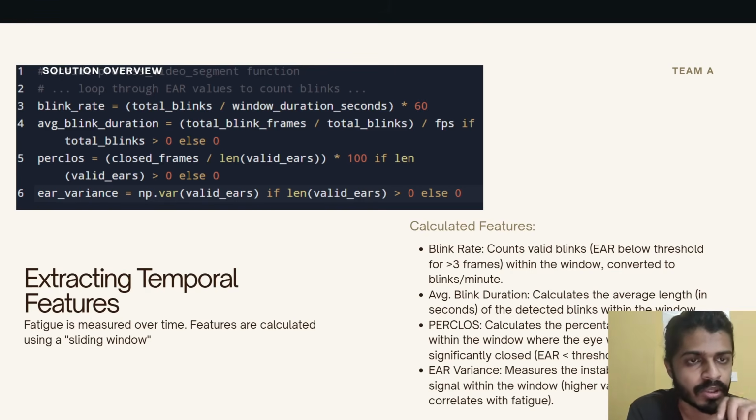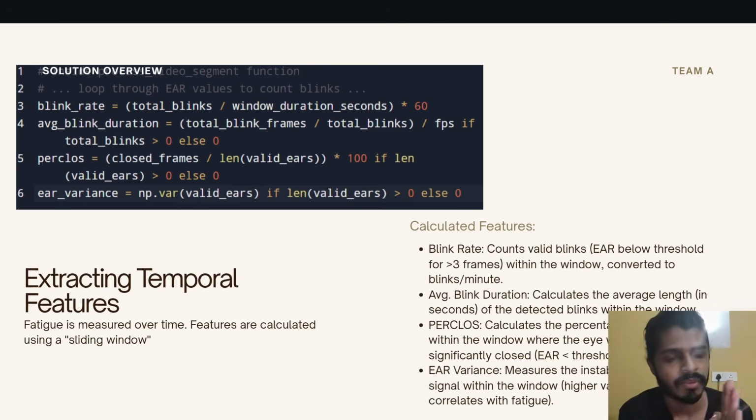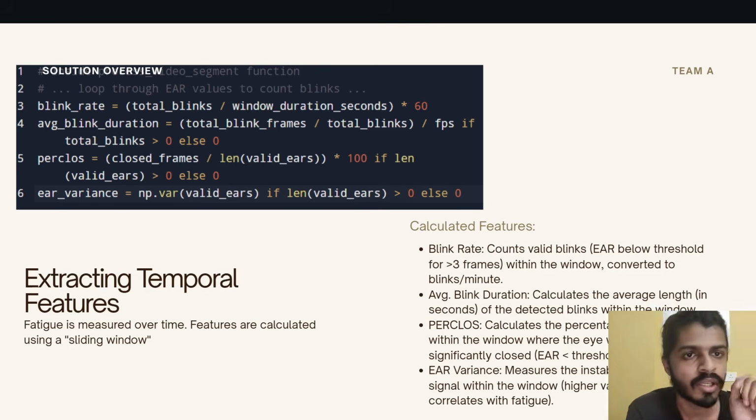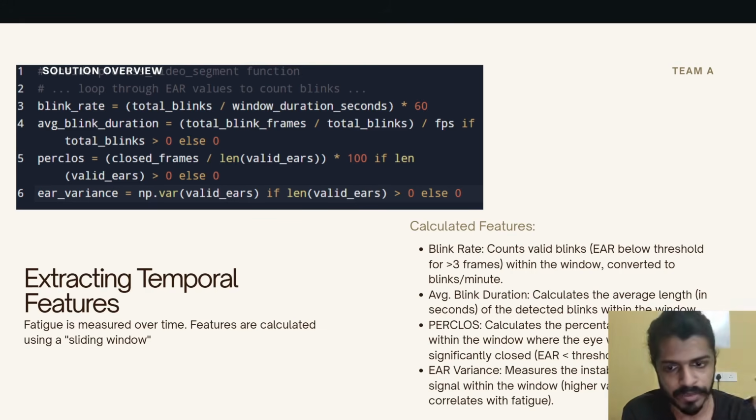For this, we use a sliding window method. We take a 10-second window and slide it by 5 seconds, so every time the 5 seconds overlap and give us better feature extraction. That's how we calculate the blink rate, average blink duration, PERCLOS, and EAR variance. These are all the formulas.